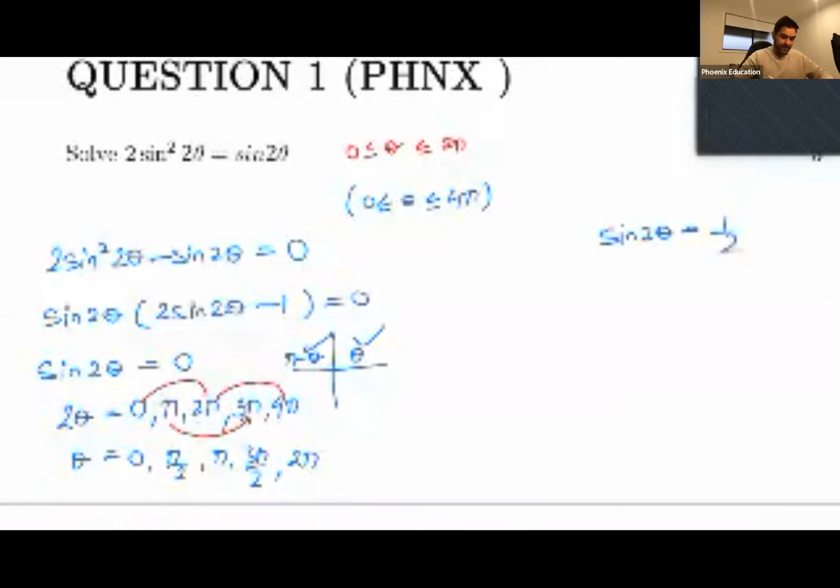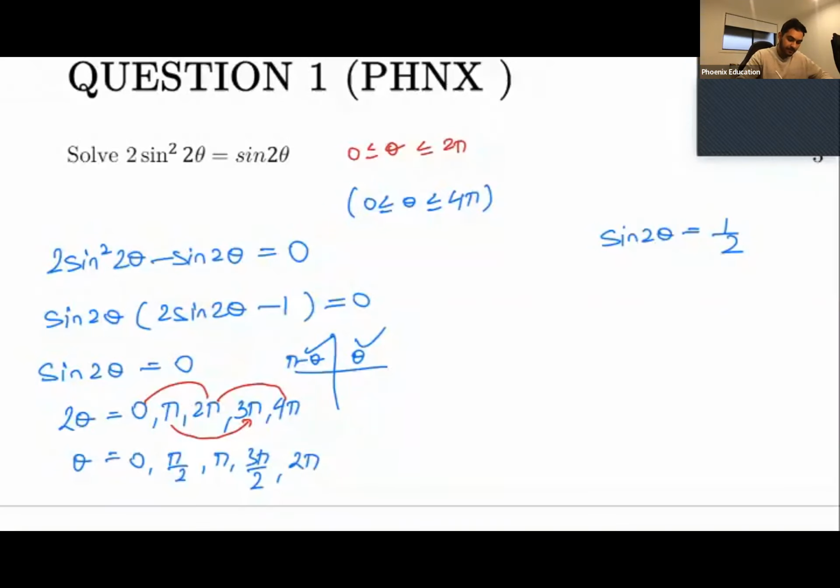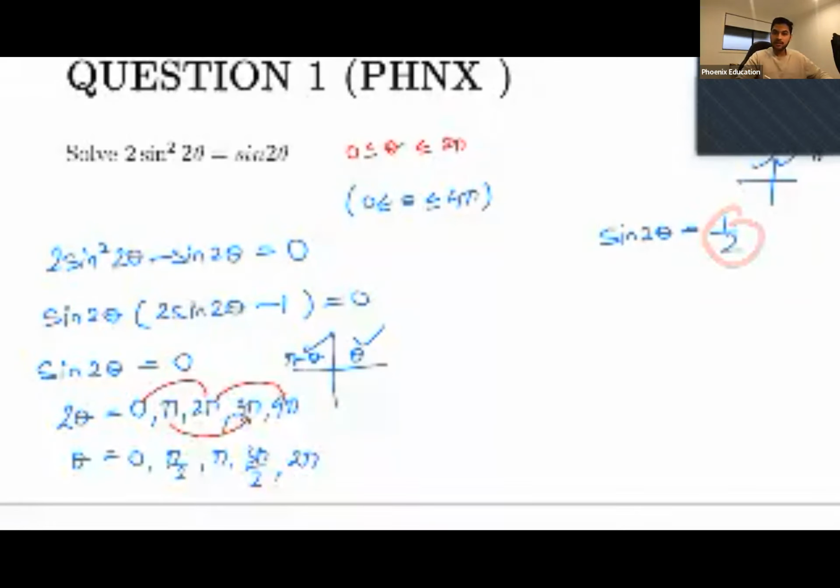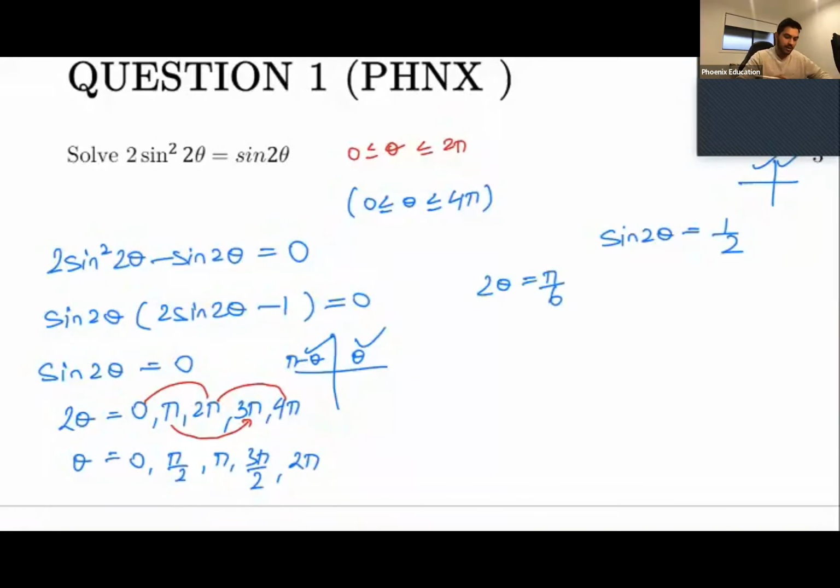Okay, now let's have a look at the second branch. So in this case, my right-hand side value is positive again, so I'll look at the first and the second quadrants as well. So I have 2 theta is equal to pi on 6, which is the base angle that makes sine equal to half. And in the second quadrant, the solution will be pi minus pi on 6, so 5 pi on 6.